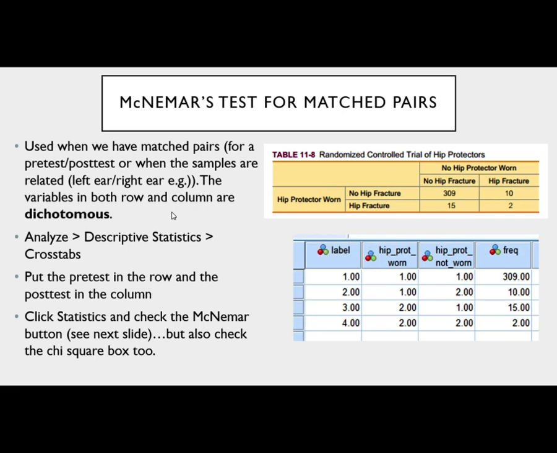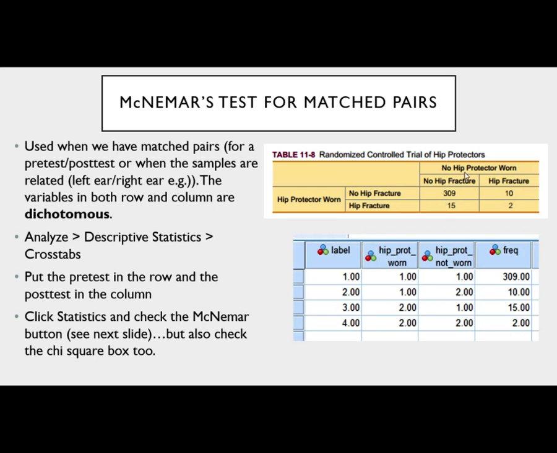This is used when we have matched pairs. So this is kind of like the paired samples t-test, right? This is used when we have matched pairs for like a pre-test or a post-test, or when the samples are related, like a left ear measurement and a right ear measurement, for example. But the variables in both rows and columns are dichotomous. So for this left ear and right ear, it would be pass-fail, and same for the pre-test, post-test, because they have to be dichotomous. You go to Analyze, Descriptives, Crosstabs, put the pre-test in the row and post-test in the column. Right? We do the same thing. We have to weight the cases, do all of that the same way.